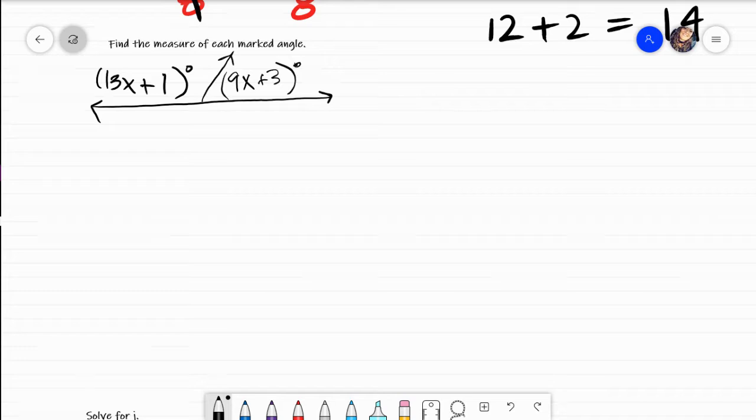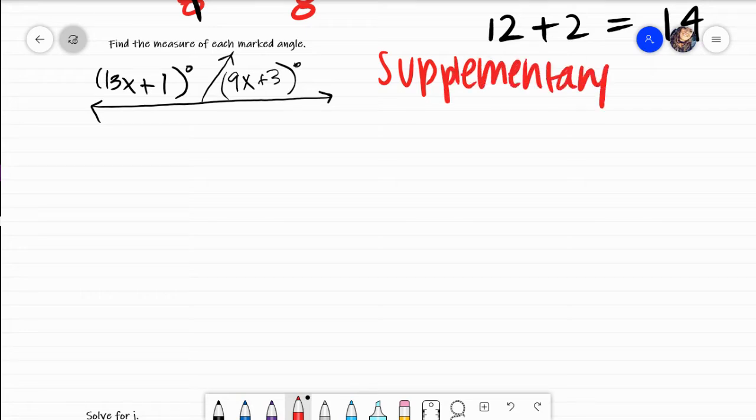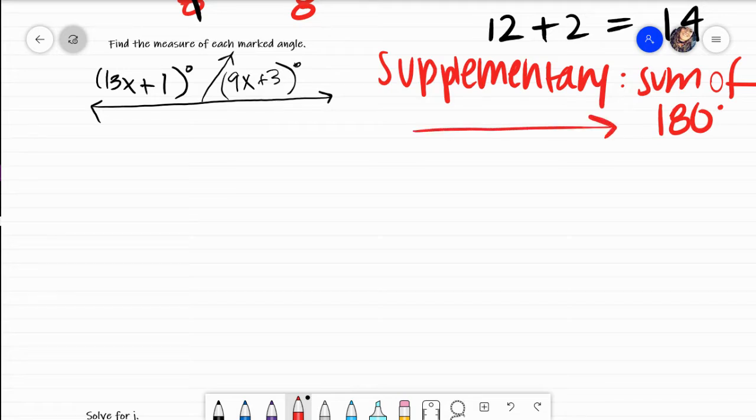If you notice, I have a straight line. That tells me that these angles are supplementary. Just a little recap. Supplementary angles have a sum of 180 degrees, and they can be represented with a straight line.